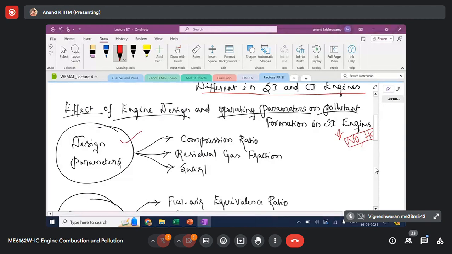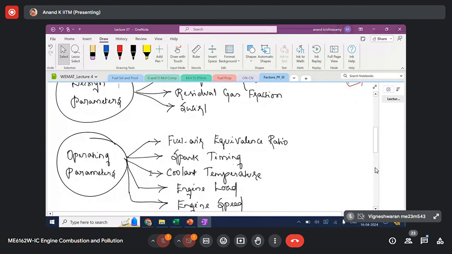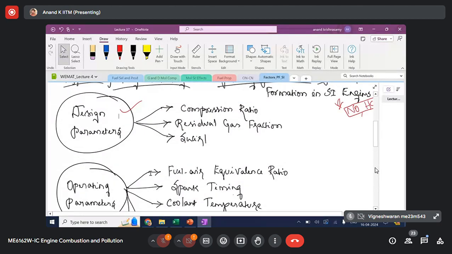First, let us look at the design variable. So how we distinguish this design and operating variable is, you can vary these parameters or variables when the engine is running. So that's why you can say that we can dynamically control this variable to control the pollutant formation. Those are coming under operating variable.